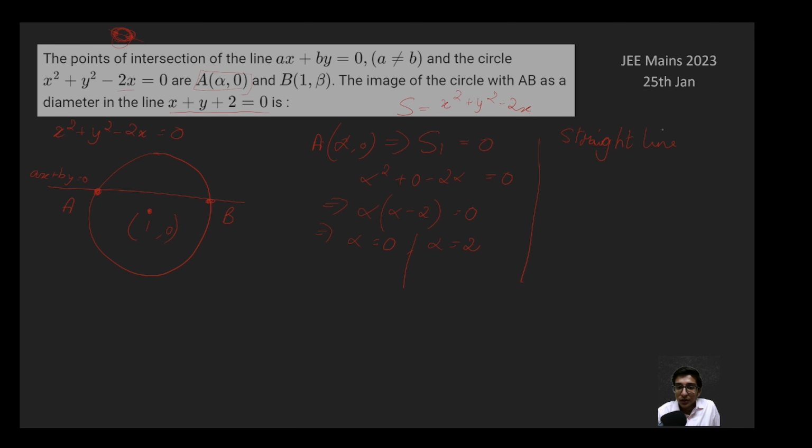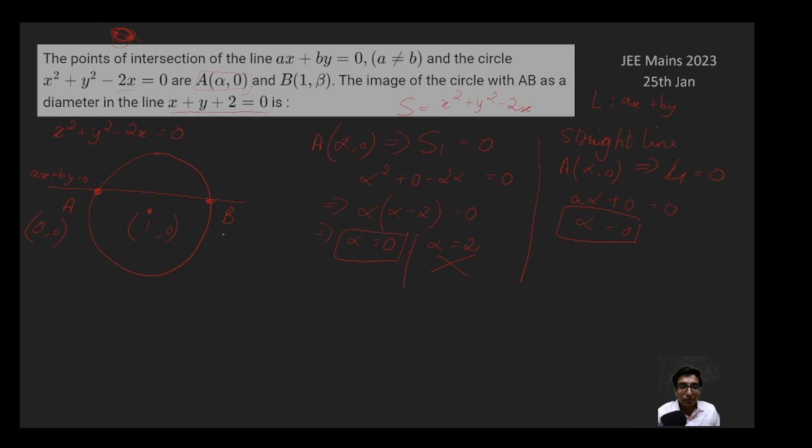Straight line as well. So that means A (alpha, 0) for L1 would also be 0 because it is lying in the straight line as well. And what is our L? L is nothing but ax plus by. So let us put L1 in this equation. What do we get? a alpha plus by, y is 0, so plus 0 is equal to 0. And from here, what do we get our alpha to be? 0. That means our alpha is 0 and we reject 2. So we've gotten our first point A, which is (0, 0).